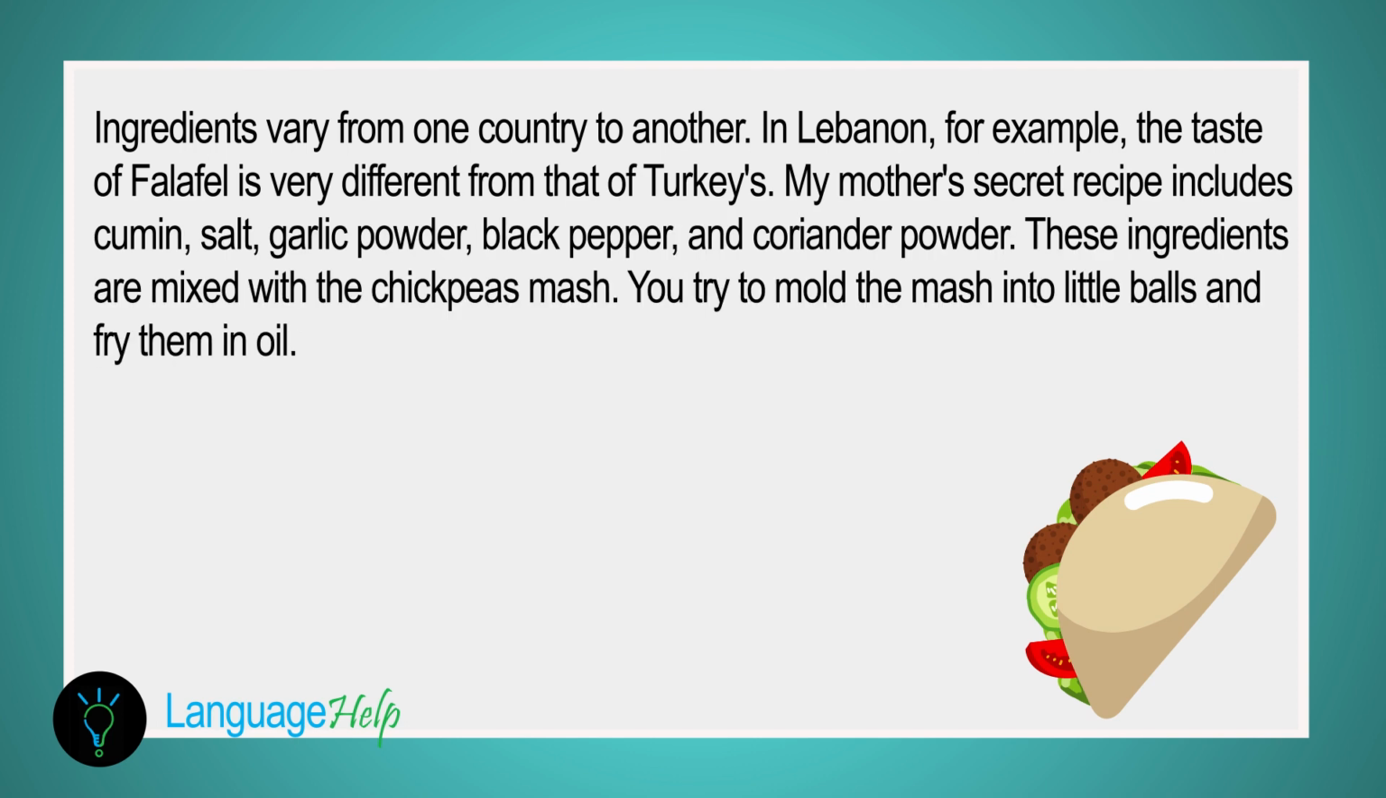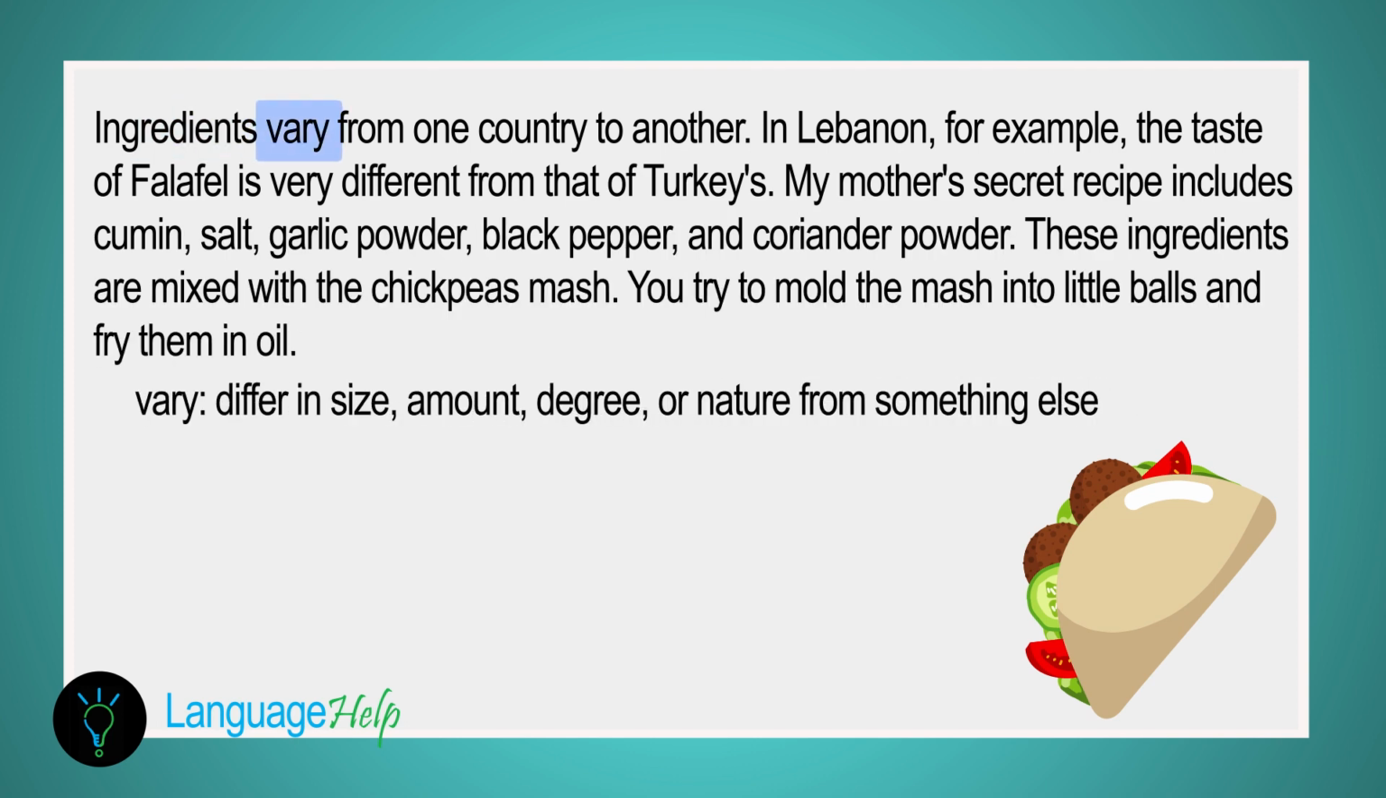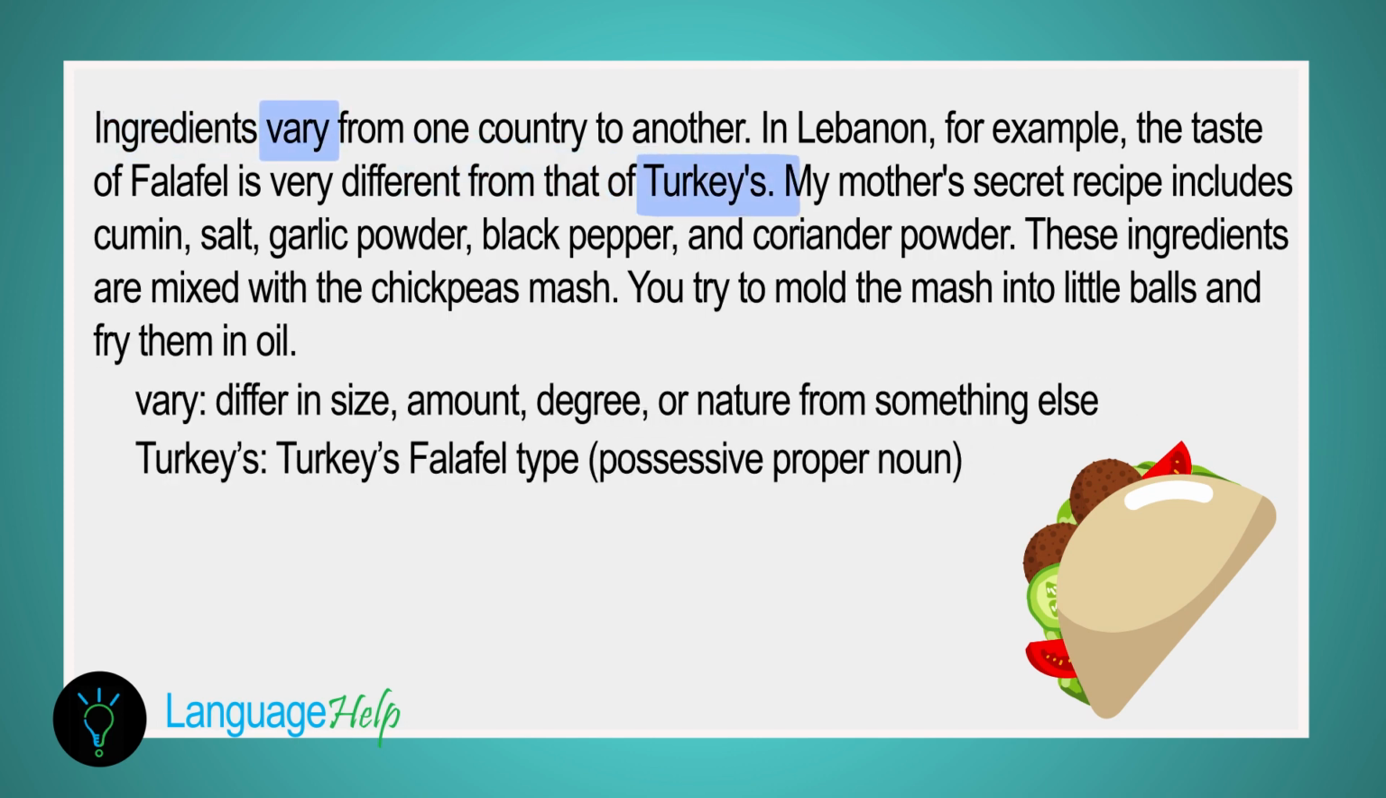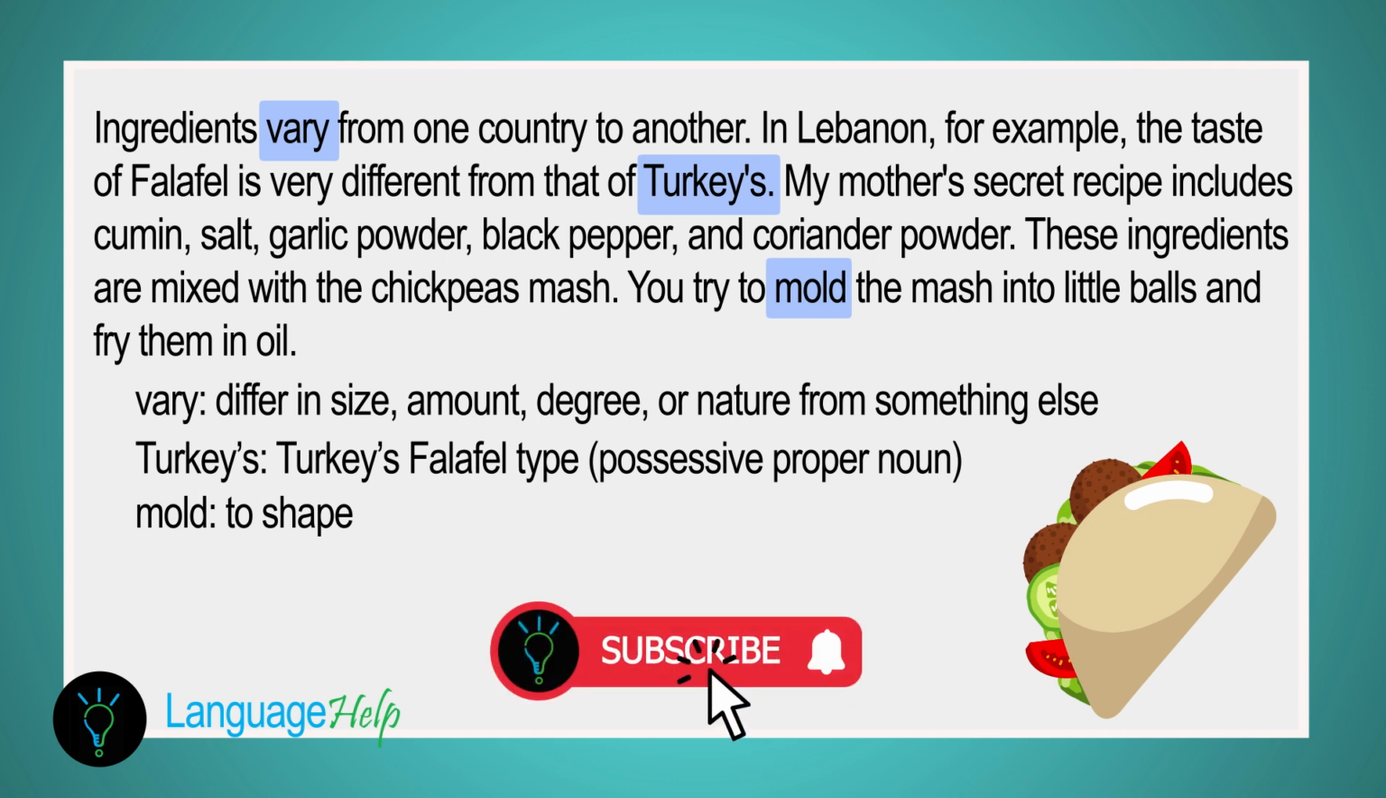The next cue is what ingredients are used to prepare it. Our answer is: ingredients vary from one country to another. In Lebanon, for example, the taste of falafel is very different from that of Turkey's. My mother's secret recipe includes cumin, salt, garlic powder, black pepper, and coriander powder. These ingredients are mixed with the chickpeas mash. You try to mold the mash into little balls and fry them in oil.